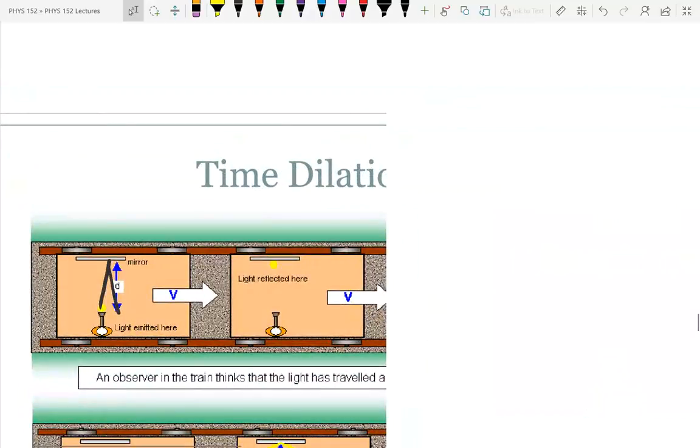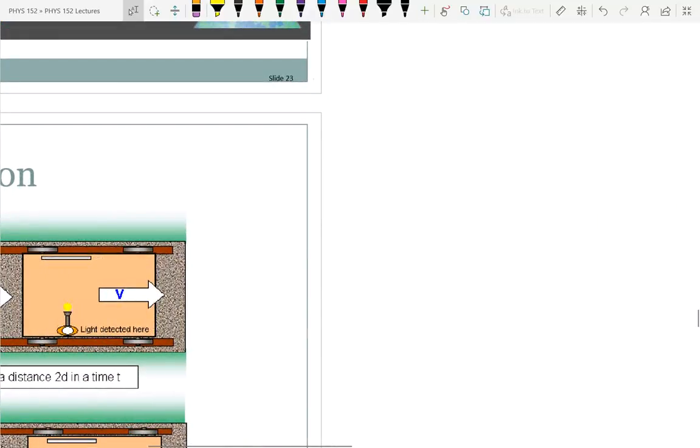So let's calculate the time for a tick. Delta time for one tick is equal to, how does time relate to distance and speed? Time is equal to distance divided by speed. So it's going to be the distance divided by speed. I'm going to put L here for the distance it travels, divided by the speed. The speed is the speed of light.